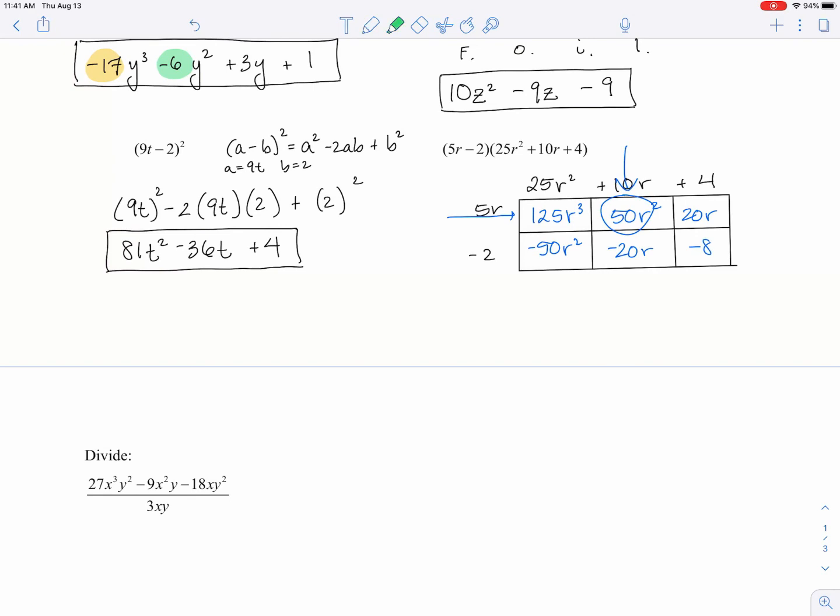And then we have our like terms occurring along the diagonal. And as we scoop them up into our piles, we have 125r cubed. 50r squared minus 50r squared is going to be 0r squared, so those cancel. And oh my goodness, these cancel as well. Negative 20r and positive 20r, and we have minus 8 for our constant. And that's the result.